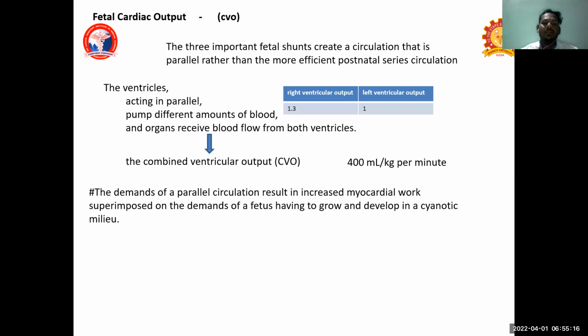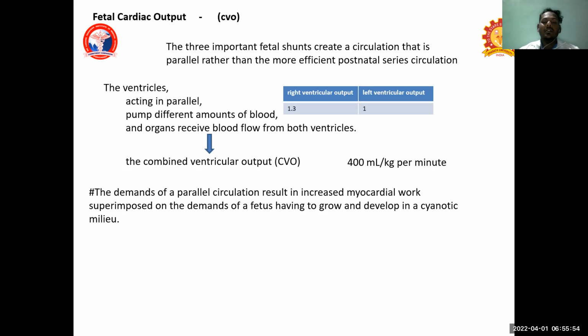So here comes the fetal cardiac output. The three important fetal shunts create a circulation that is parallel rather than the more efficient postnatal series circulation. Right ventricular output is 1.3, left ventricular output is 1 because right ventricle has hypertrophy. These ventricles act in parallel, pump different amounts of blood and organs receive blood from both ventricles.